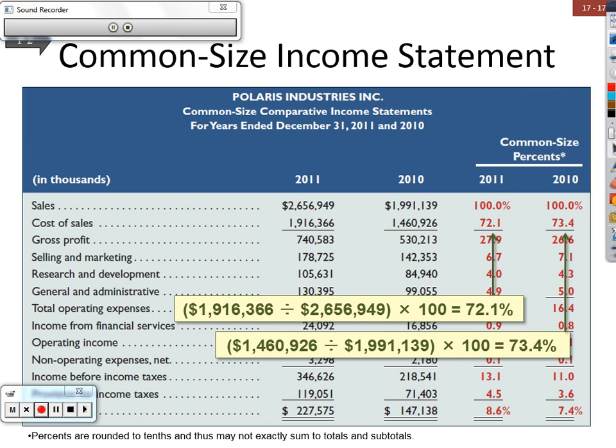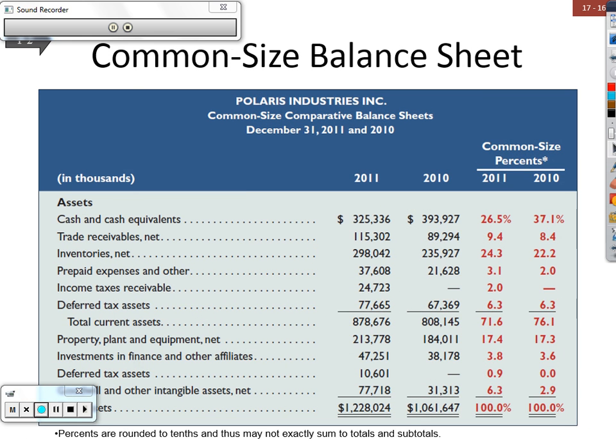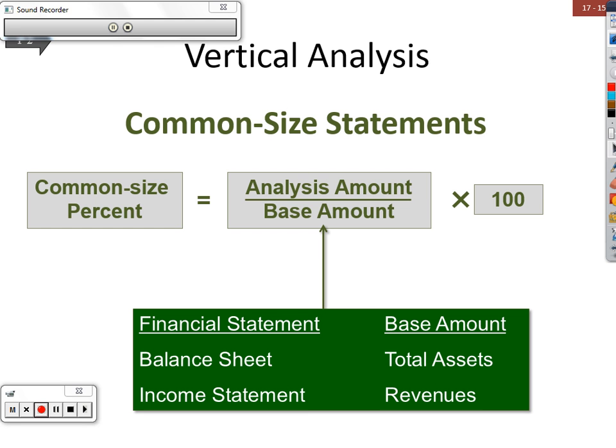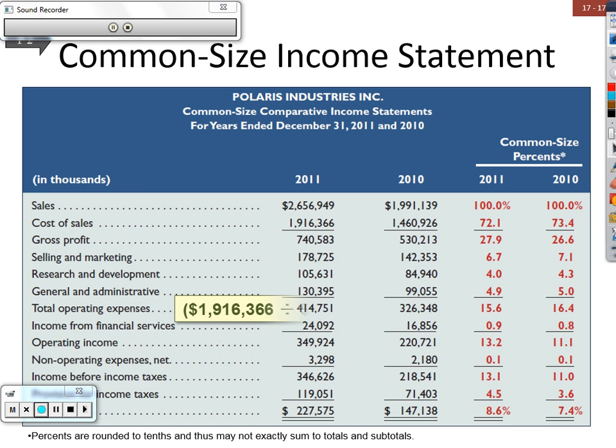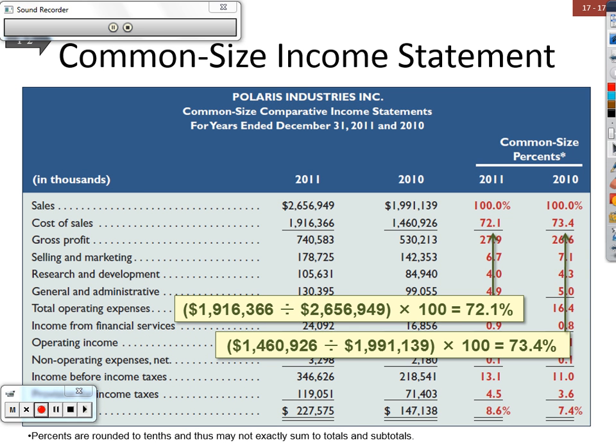Okay. You remember, let's go back to that other slide. Income statement. This is important. On an income statement, the base amount is always the revenues or sales. For a balance sheet, it's always the total assets. So going back to this example, we have cost of sales of 1,916,366. That's our analysis amount. And we're going to divide it by our base, which is always revenues or sales, for that same year. Okay, same year.